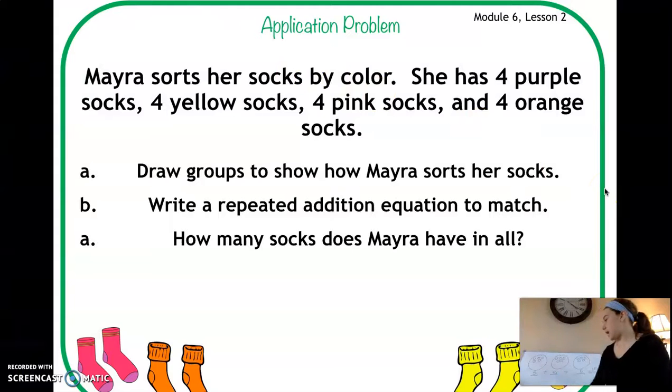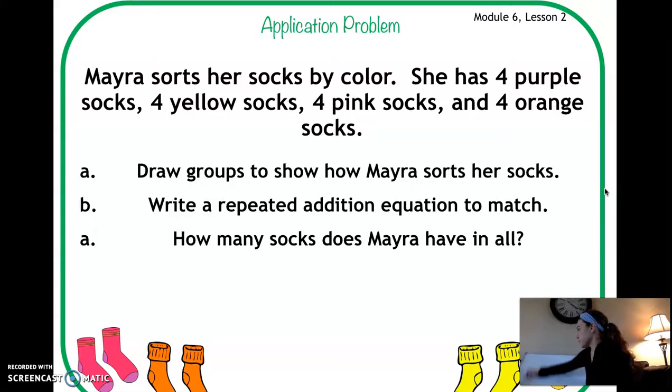And now we have our application problem. Let me just erase this so we have a lot of room for our application problem. So it says, Myra sorts her socks by color. She has 4 purple socks, 4 yellow socks, 4 pink socks, and 4 orange socks. They want us to draw groups to show how Myra sorts her socks.